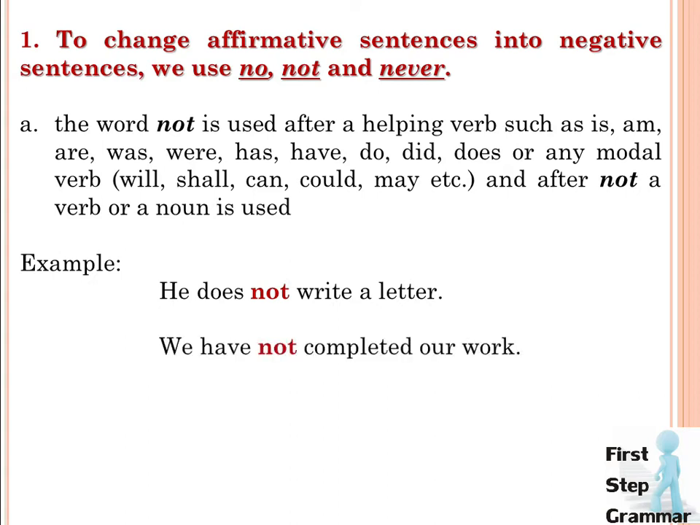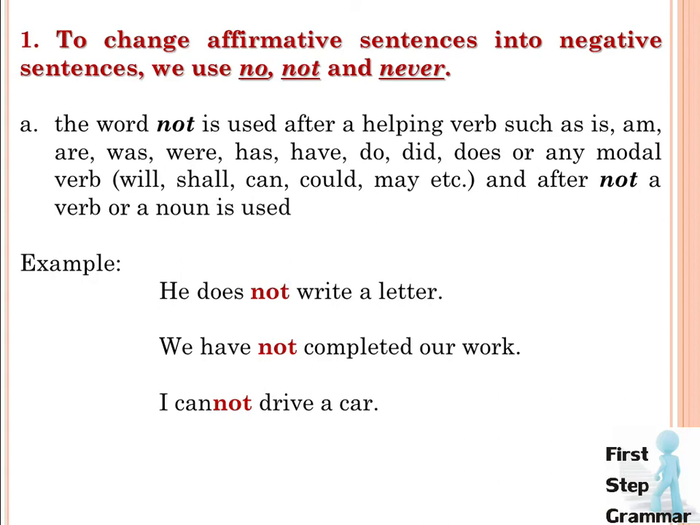Let's see the second example. Here we have the sentence, we have not completed our work. In this sentence you can see the word not is used after the helping verb have and before the main verb completed. In the same way we can see here, I cannot drive a car. Here the word can is a modal verb and drive is the main verb, and in between them we have used the word not to show the negation, that is, to show that I, who is the subject here, cannot drive a car.